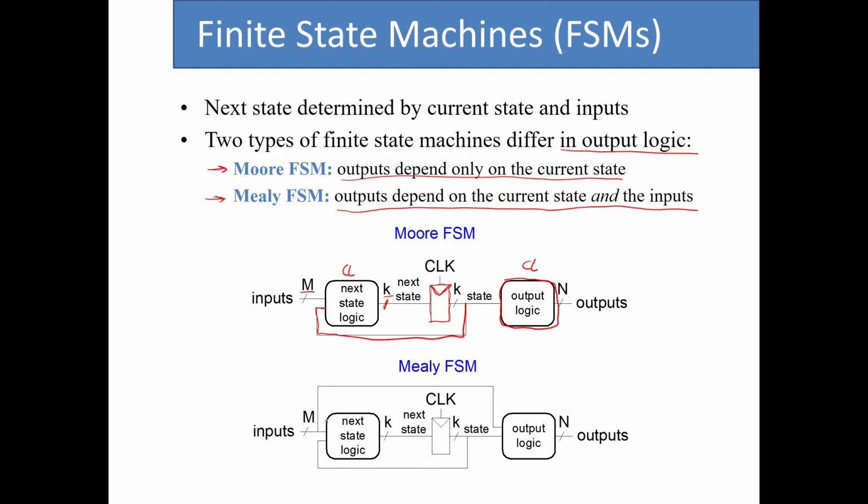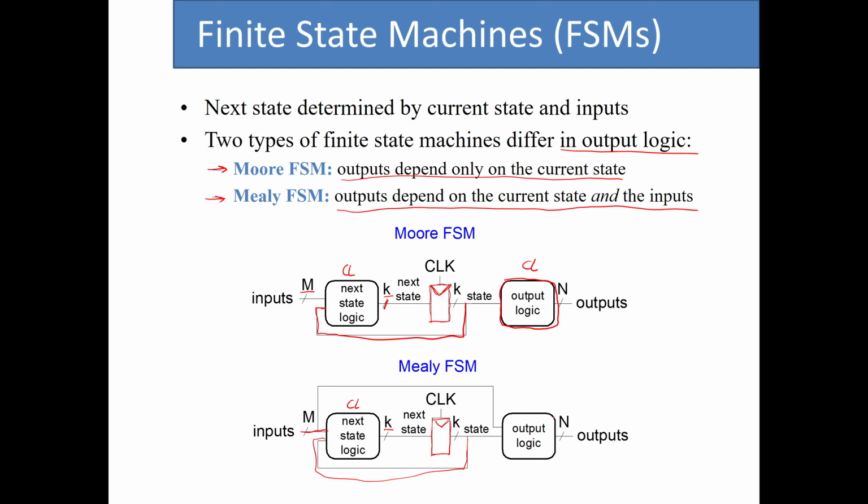For the Mealy FSM, we still have M sets of inputs. We have this combinational logic unit that helps us calculate the next state. We calculate these K next states. And then we use these registers to basically store these states in the system. And then we have the current state of the system that is fed back to the input logic unit.